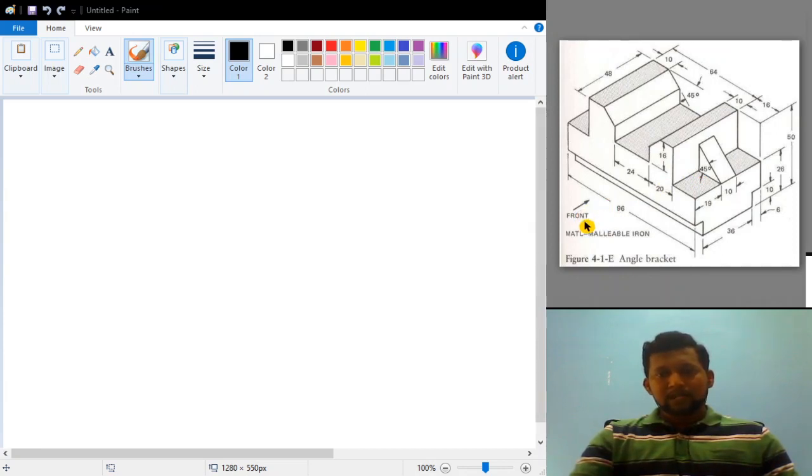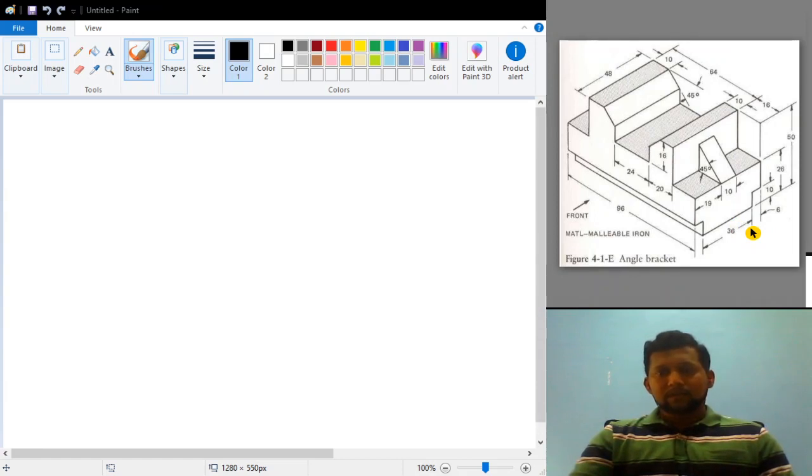That means it should be the front view. If this is the front view, then what will be this view? So this view becomes your right hand side view, which should be drawn on the left side of the front view. Once you complete the front view, to the left side of the front view you have to draw whatever you are able to see on the right hand side. Okay, it is just like opposite.